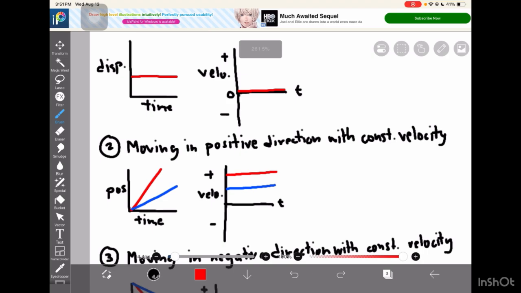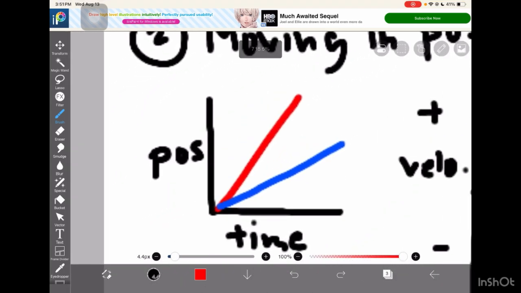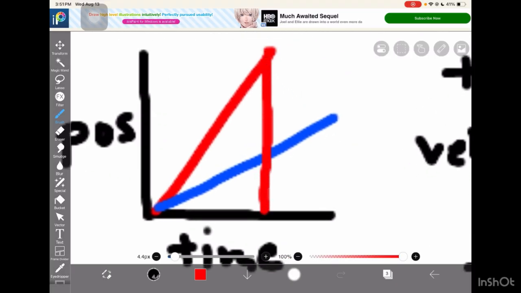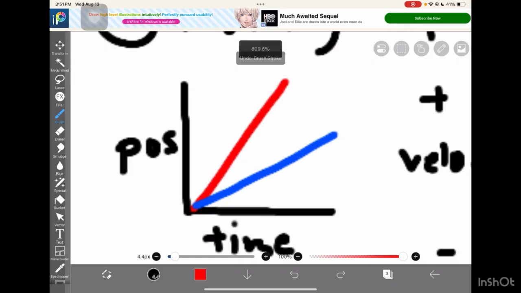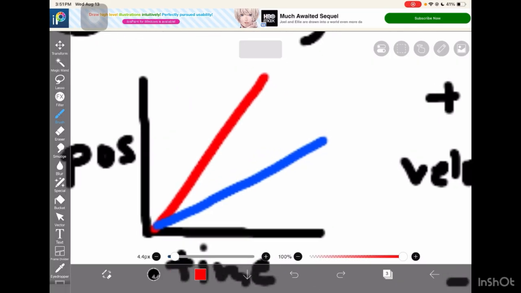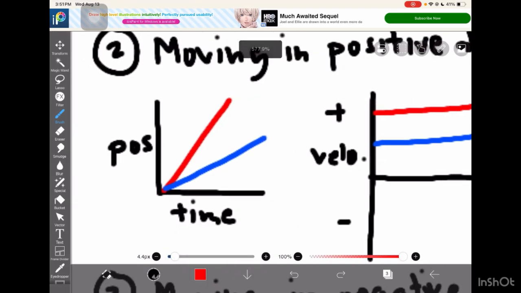Next one, moving in positive direction with constant velocity. For displacement or position, as time moves on horizontally, we also get a vertical change. I have written 2 lines here. The red one is faster, because by this point in time, red is higher than blue. So the red object is moving faster than the blue object. It's a completely straight line, which means it's moving at a certain rate, hence the slope is constant.